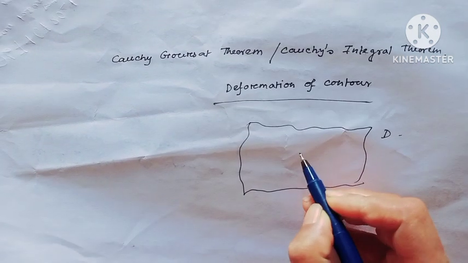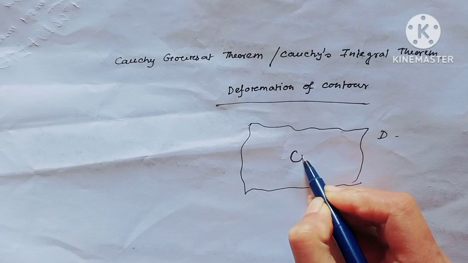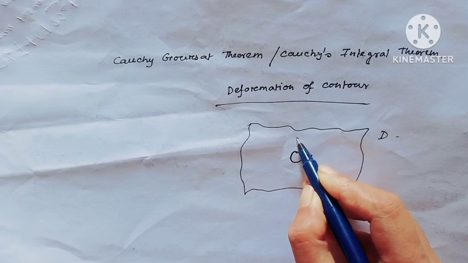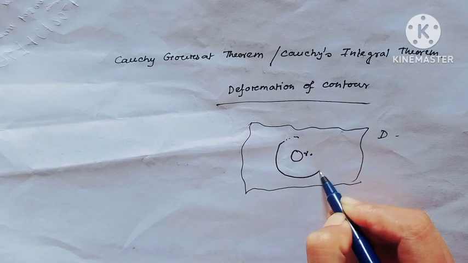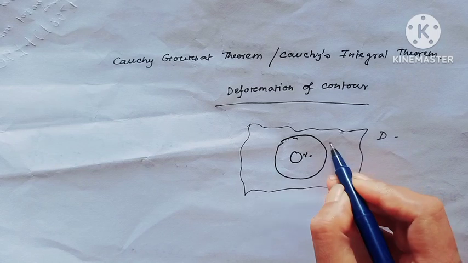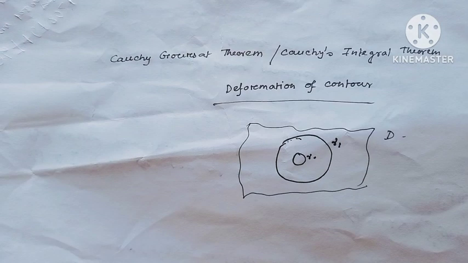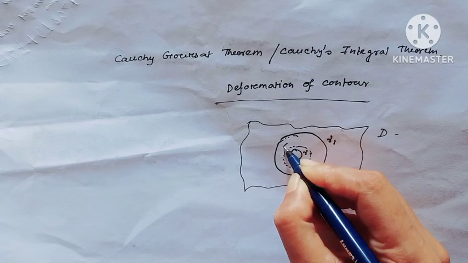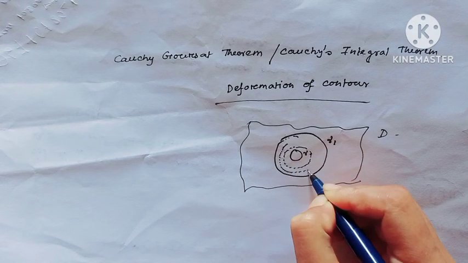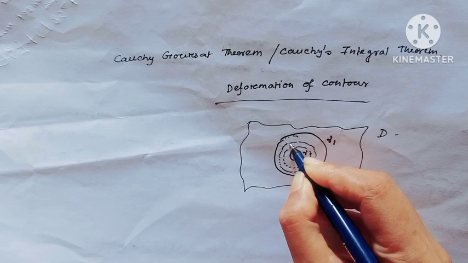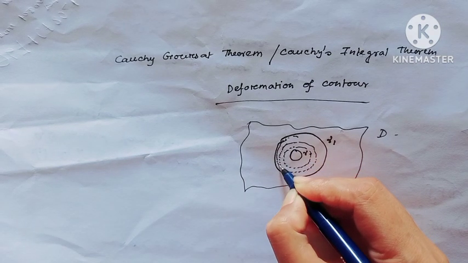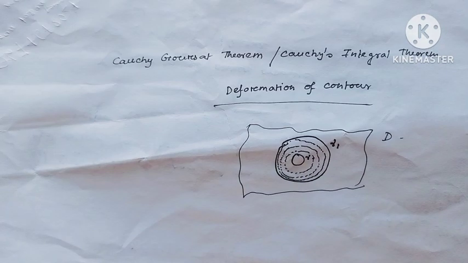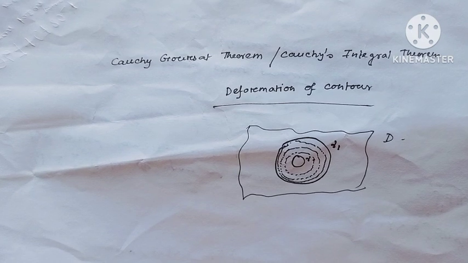In domain D, consider this curve gamma 0, and we can replace this curve gamma 0 with gamma 1 by deformation. Just increase the radius of the circle, then it would be deformed from gamma 0 to gamma 1. All of us know this is the deformation of a curve.